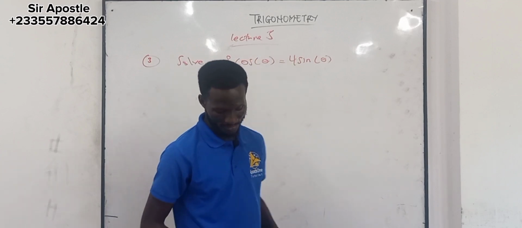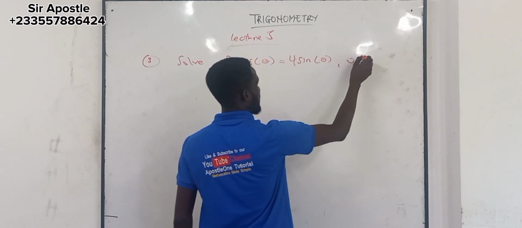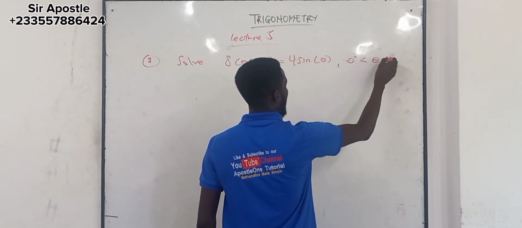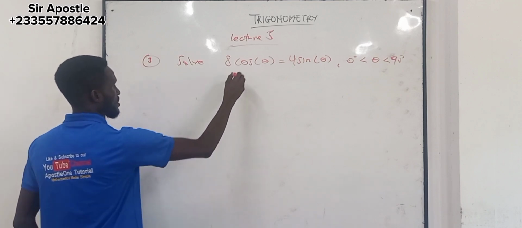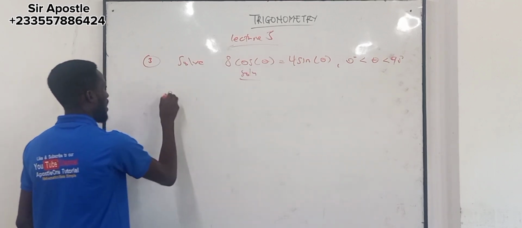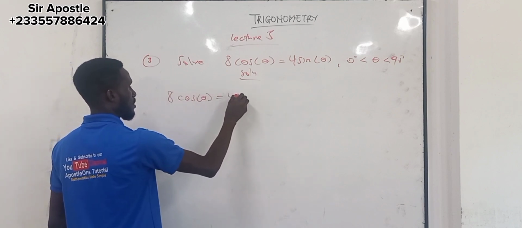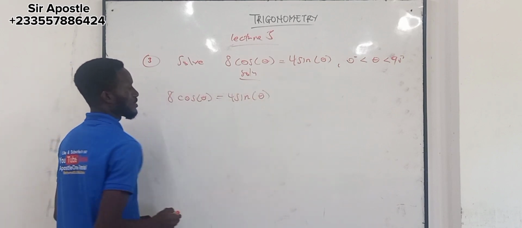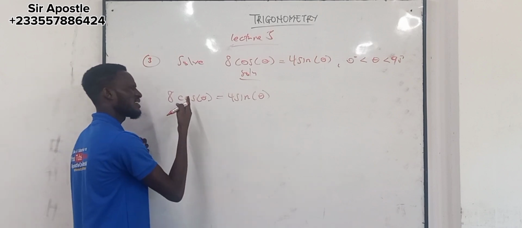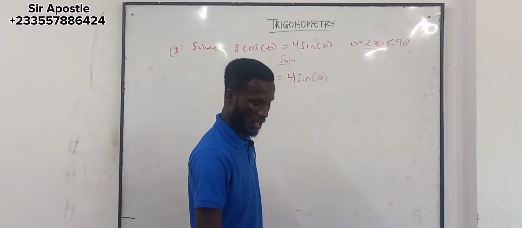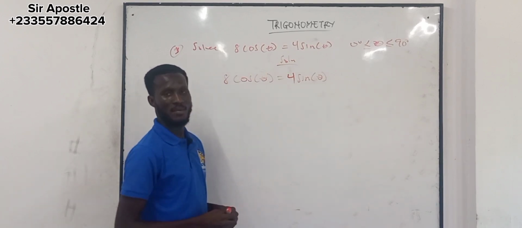Now, let's see. We have to solve for this one. The angle is between 0 and 90 degrees. So how are you going to solve it? We have 8 cos theta is equal to 4 sin theta. As usual, this one is cos, this one is sin. This one contains cos and sin at the same time.